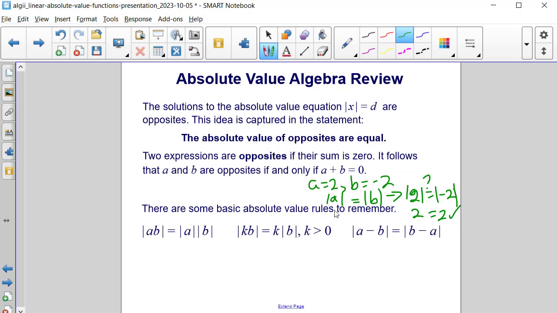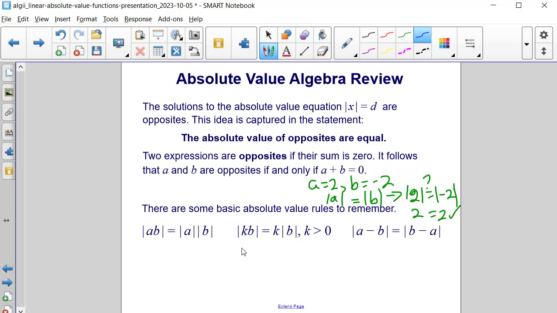There are some basic absolute value rules to remember. If you have two unknown variables and they're being multiplied together inside of the absolute value, you can rewrite it as the absolute value of the first variable times the absolute value of the second variable. That way, the results will always be positive. We have this other property that a constant k times b inside of the absolute value is equal to, you can bring k out and keep b in the absolute value as long as k is greater than 0.